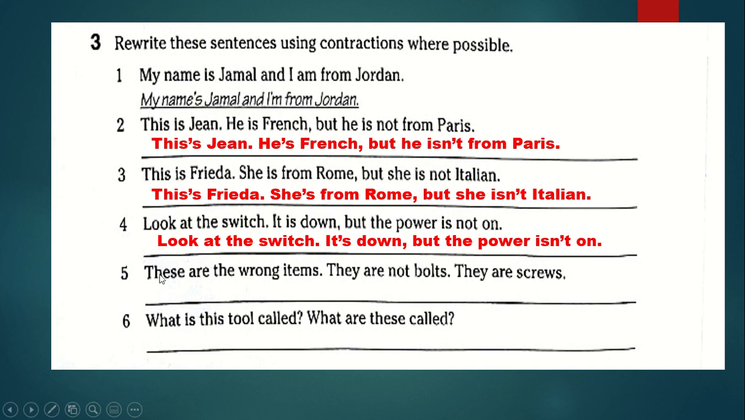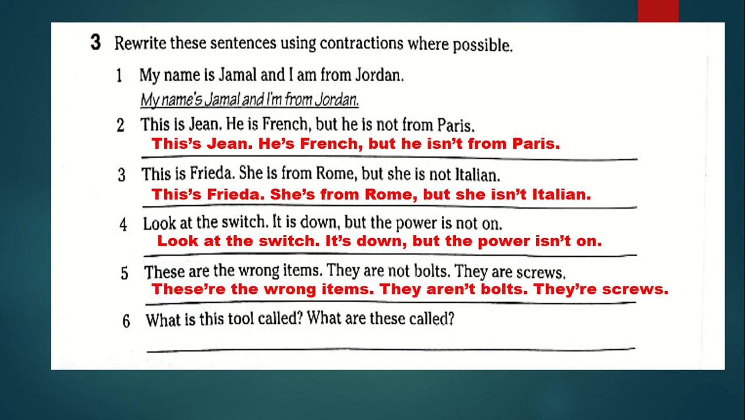Number 5, these are the wrong items. They are not bolts, they are screws. So the right answer, excellent: These are the wrong items. They aren't bolts, they're screws.